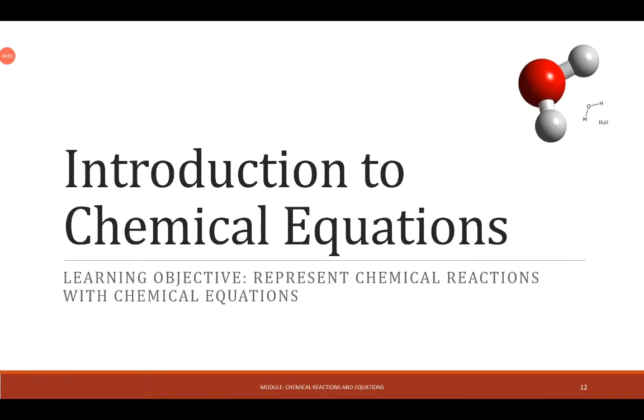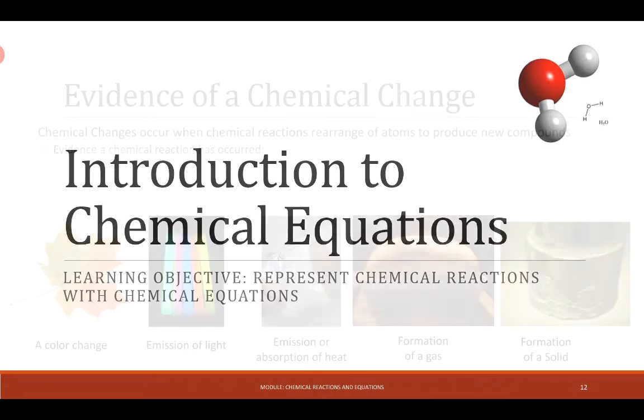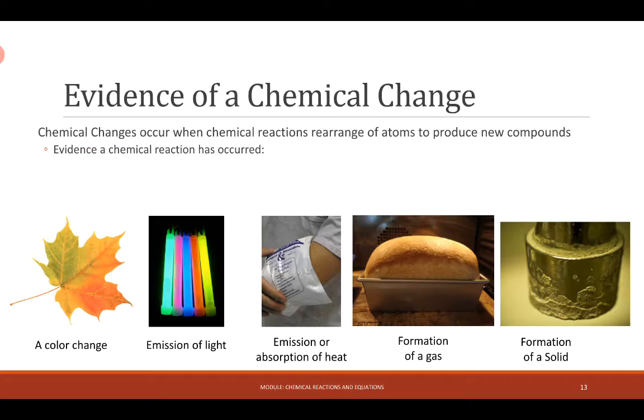The learning objective for this video is to learn how to represent our chemical reactions using chemical equations. Chemical reactions are chemical changes that occur. Chemical changes involve changes in what compounds are present in the substance. And so we have several observable changes that may indicate a chemical change has occurred.